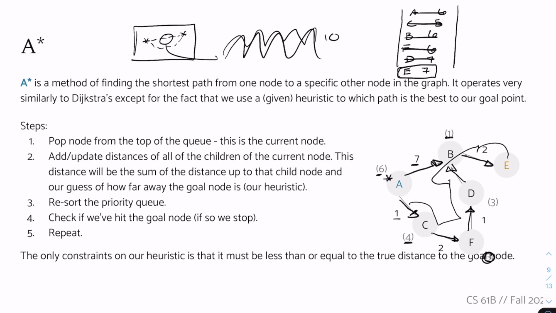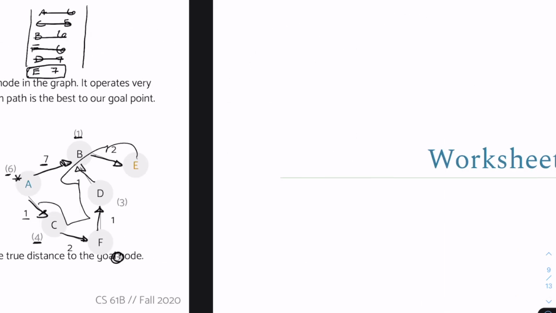So A star is a little bit confusing. I completely understand. If you're struggling with it, again, practice problems, always the way to go. But I'm going to move on for now. We're going to go on to the worksheet.